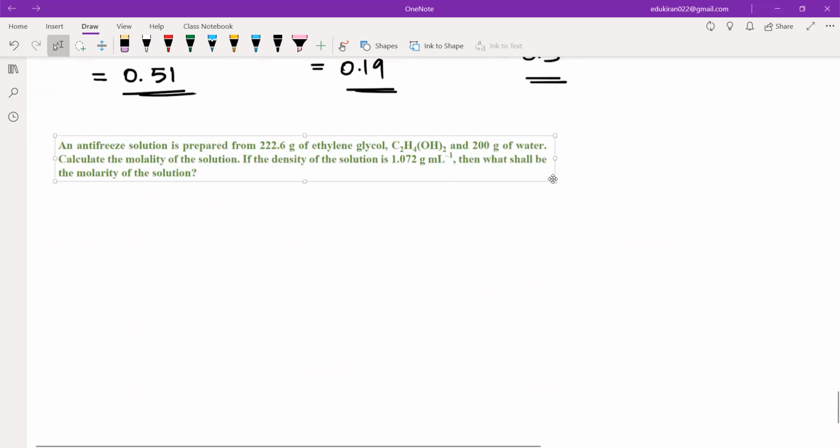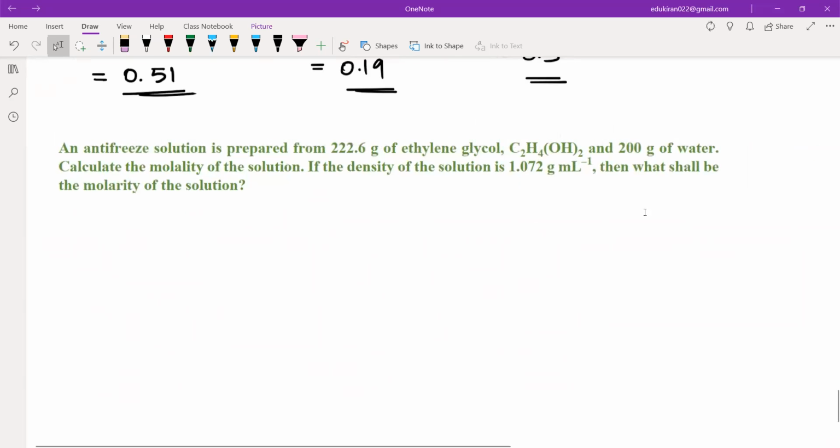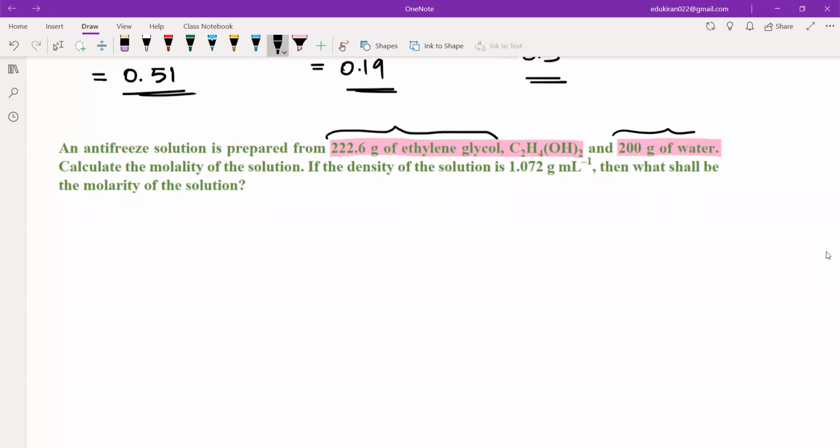For example, this question is here. An antifreeze solution is prepared from 222.6 grams of ethylene glycol and 200 grams of water. So you have been given the mass of both ethylene glycol and water. Calculate the molality. It will be easy, because from here you will get the molality of the solution. Now always remember, water is going to be your solvent here.